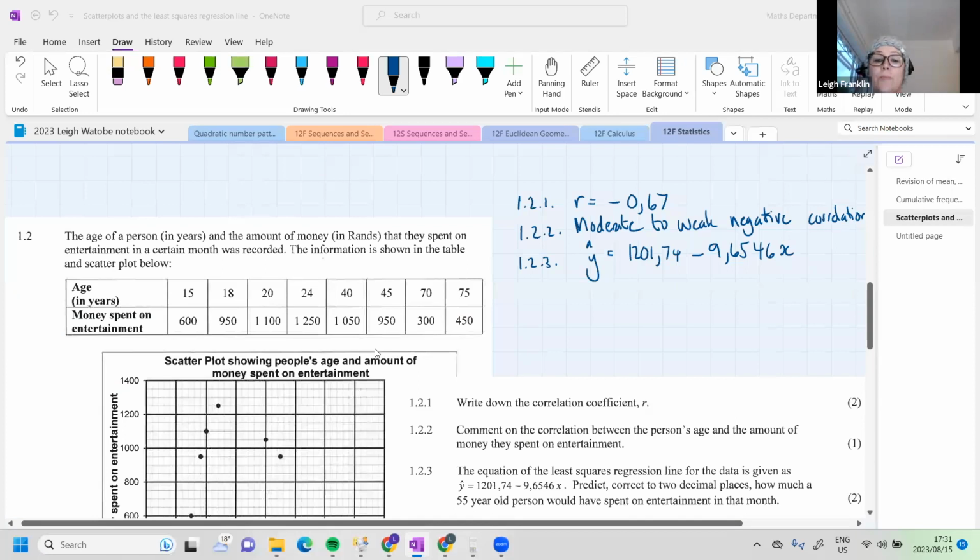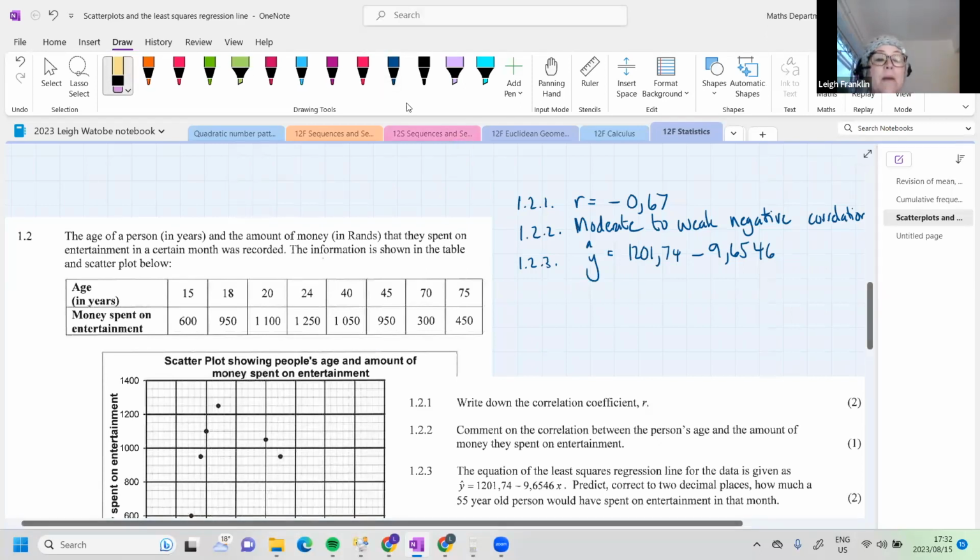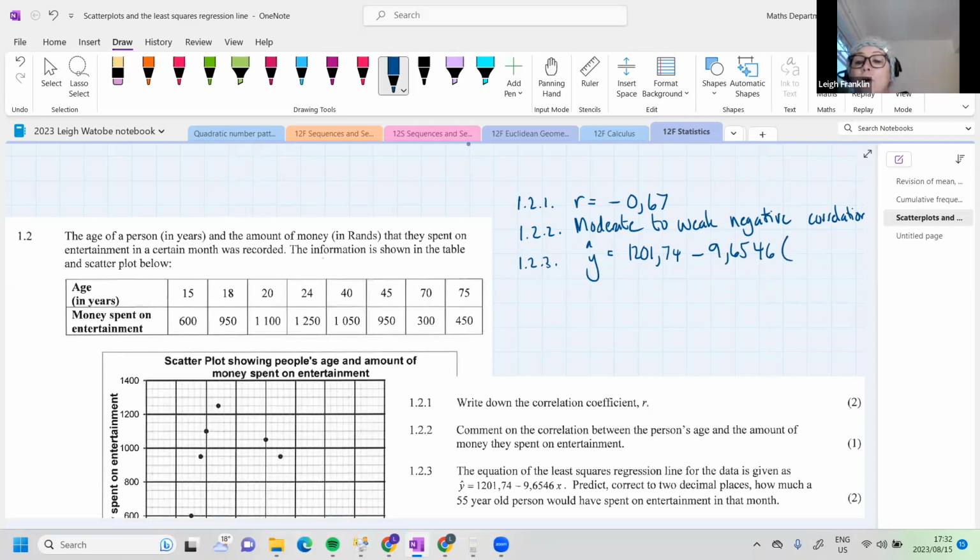Right, in question 1.2.3, they give us the equation of the least squares regression line, and they tell us to predict, correct to 2 decimal places, how much a 55-year-old person would spend on entertainment. So remember, age is our X value. We're going to substitute in 55 over here. And this is where I got a different answer to somebody who sent me an answer. I got 670,74. Okay, so that would be 670 Rand and 74 cents. That's what I calculated.